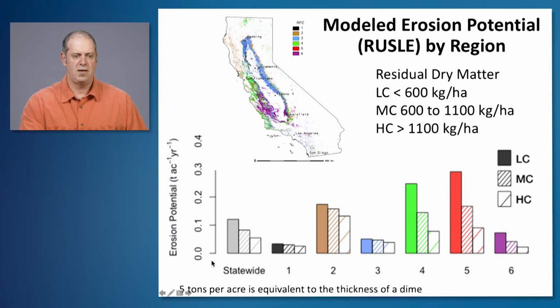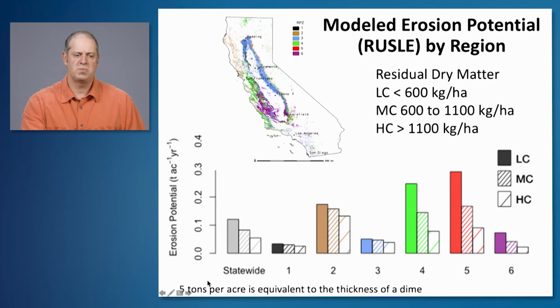And it shows here erosion potential modeled in tons per acre per year, statewide across the different residual dry matter or cover types, and across different regions in the state, these different soil regions. So the take-home message initially is that erosion modeled by the universal soil loss equation is very low across the state. Statewide, we're less than 0.1 tons per acre per year across any cover type.